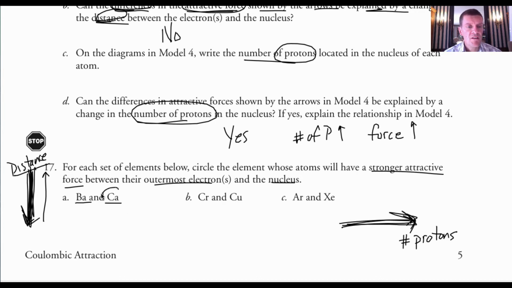So between barium and calcium, it is calcium that has the stronger force. Between chromium and copper, it is copper. And between argon and xenon, it is argon. Okay?